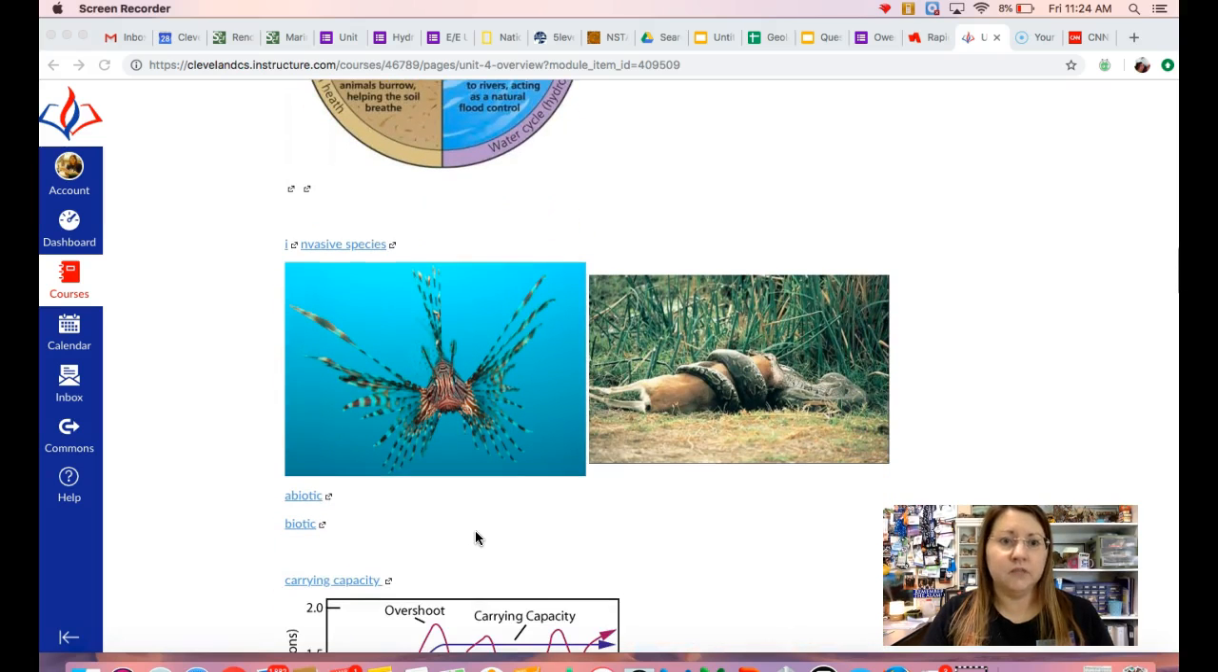Invasive species is the next term. So invasive species are going to be organisms that are non-native, so they are not naturally found in those particular habitats, but for whatever reason they have invaded that ecosystem. So lionfish are a big example that we're starting to see more around the U.S. coastlines, particularly around Florida. So they are venomous fish and they cause a lot of problems for those ecosystems.